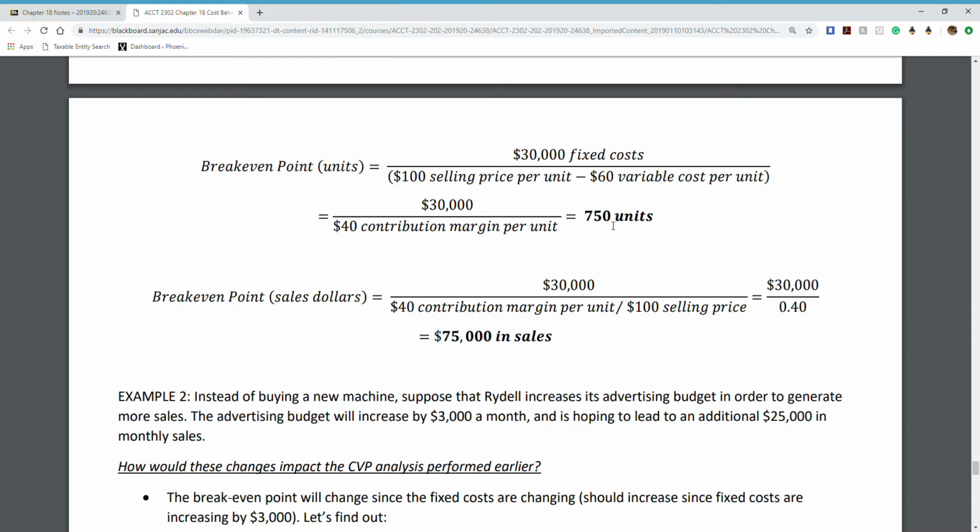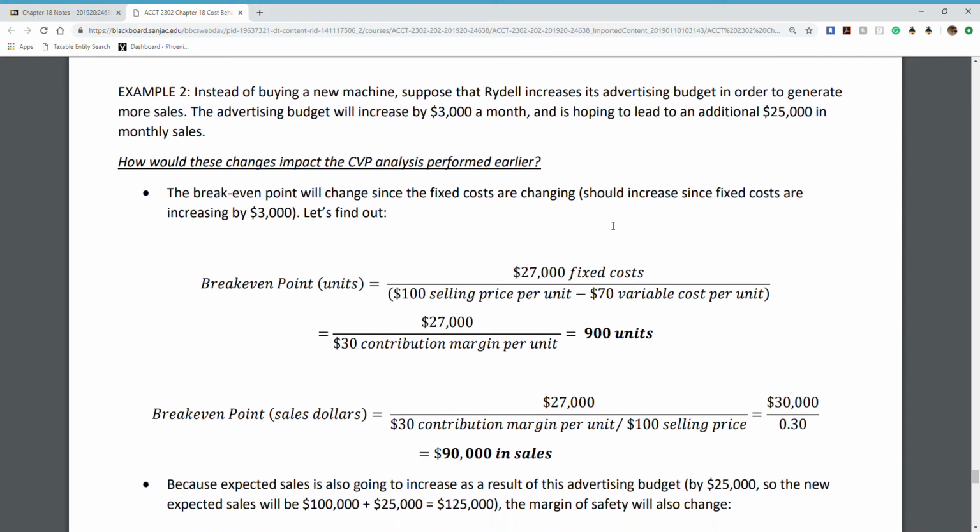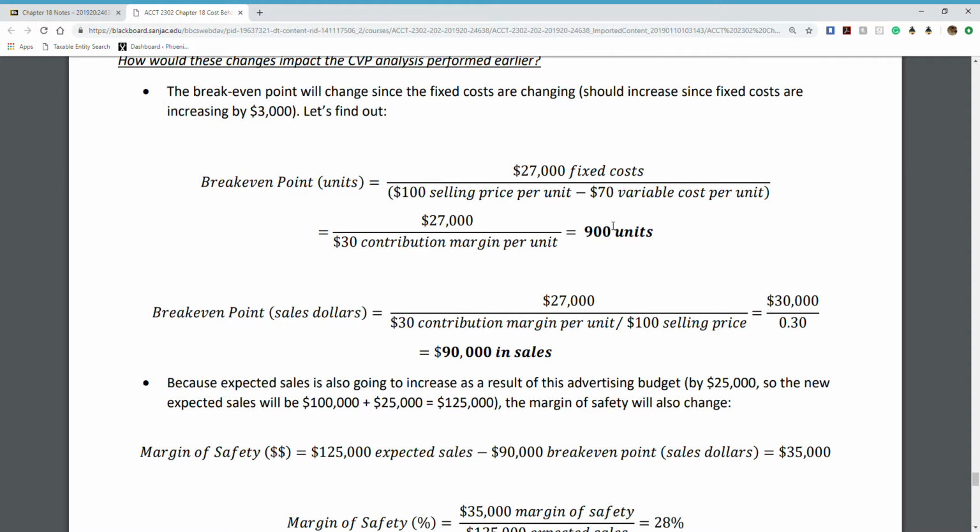Alright, so let's look at a different way. Example number 2. Instead of buying a new machine, they're going to raise their advertising budget in order to generate more sales. The advertising budget will increase by $3,000, and it's hoped to lead to an additional $25,000 in monthly sales. So we're expecting another $25,000. So how does this impact? Well, first off, break-even will change since fixed costs are changing. It should increase because only fixed cost is increasing.